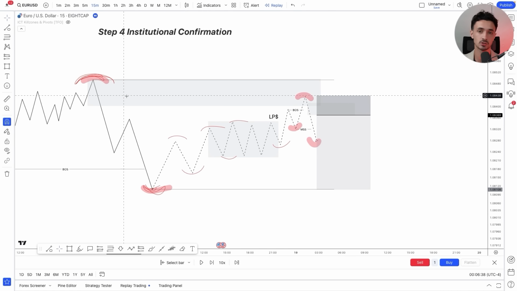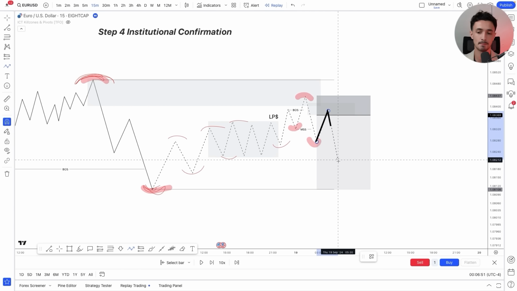When we get in here, we don't just want to enter. We want to make sure that our bias is correct. And we do that by identifying lower time frame structure shifts back in alignment with the 15-minute. And then finally, step number 5 is getting into the trade and then managing the position.